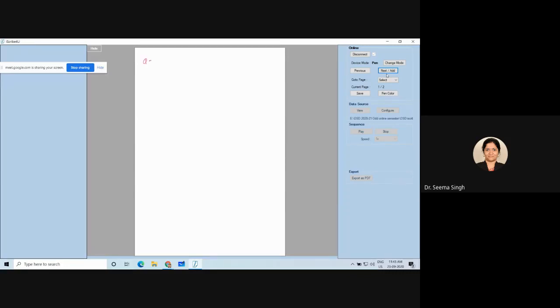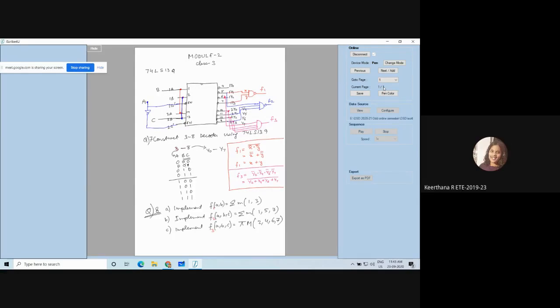Question number 9 is? For the second, can you show the previous page? Huh? Previous page. Yeah, ma'am, done. Done? Okay.